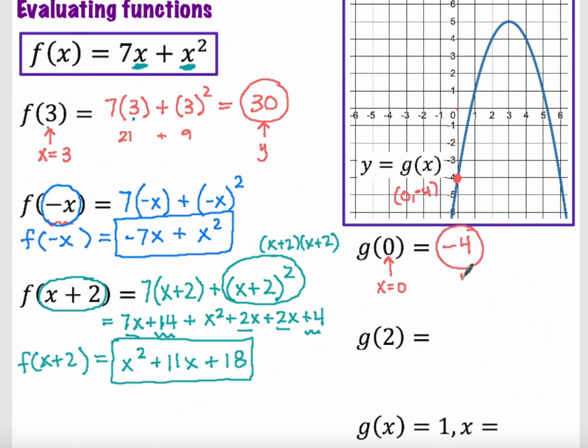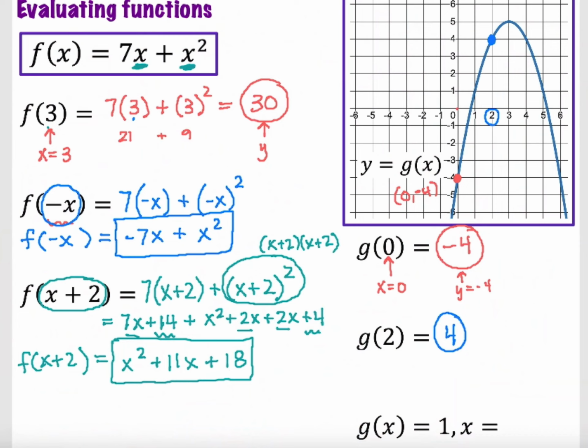Again, the answer to each of these is a y value. Next one, g of 2. So I'm going to go to where I see 2, and I'm going to see what the value of the function is right there. The y value is up at 4.